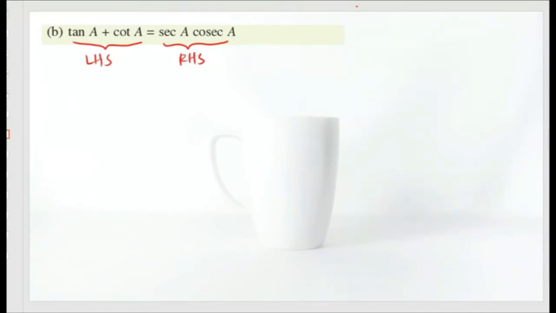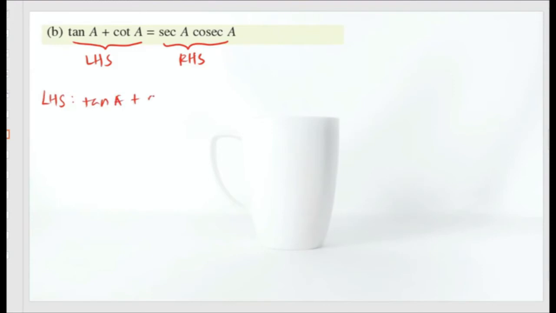Okay, from the left hand side, right? Because as I told you just now, we start from the expression with more terms. On the left hand side we have two terms, compared with the right hand side. The right hand side has only one term, because this is a multiplication, secant and cosec, so we consider this one term. Proving from one term to two terms will be more complicated. So it's easier to prove from the side with more terms. This is the left hand side. So we start from the left hand side.